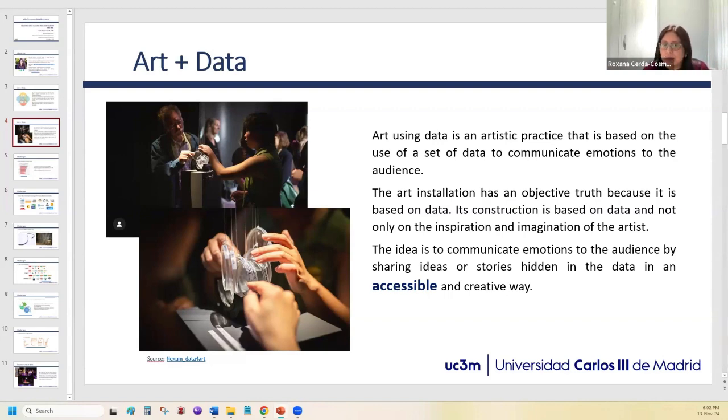The idea is to communicate emotion to the audience by sharing ideas or stories hidden in the data in an accessible and creative way. I have emphasized the word accessible because it's the first step in being able to work with the data. Make the data accessible. In some contexts, this point remains a problem to be solved, but be careful, because it doesn't mean that all the data must be accessible. Remember the phrase: as open as possible, as closed as necessary.